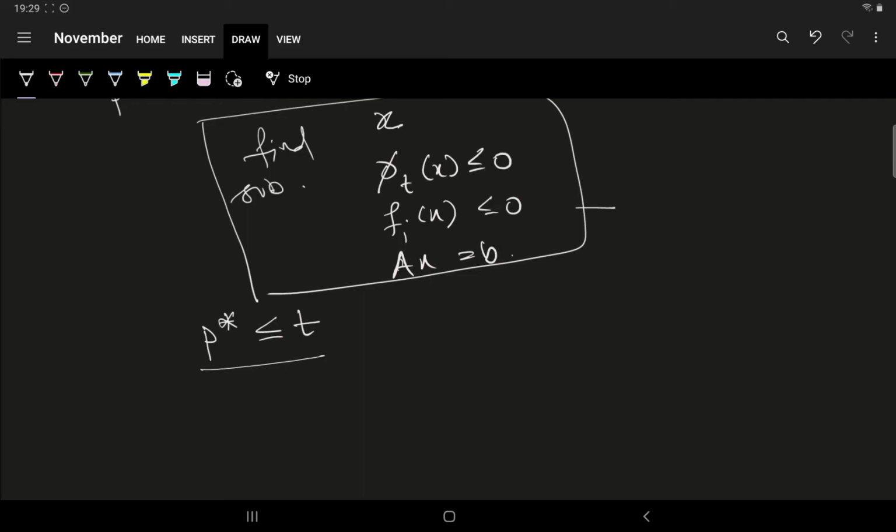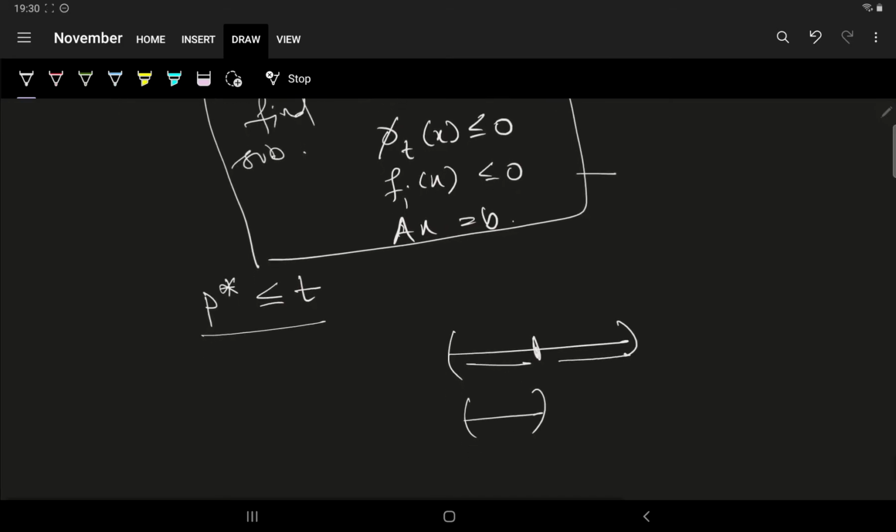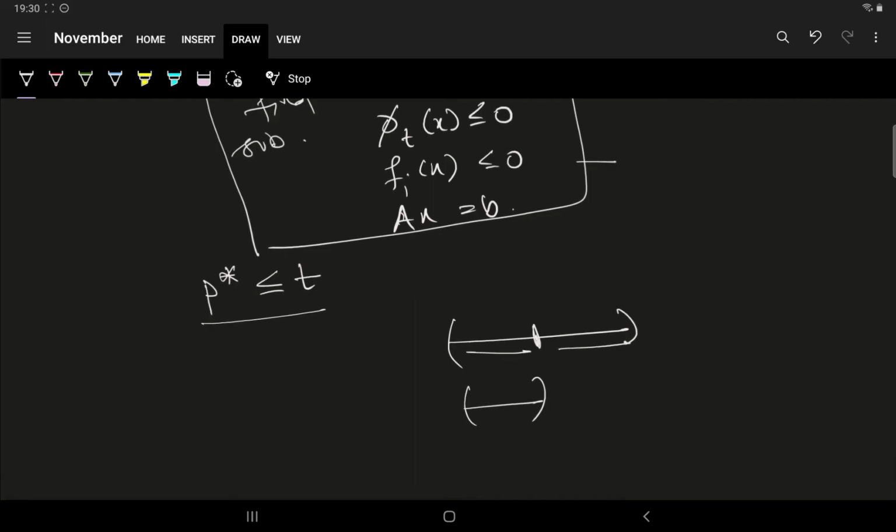So we start with an interval, and in that interval we know that the optimal value p star exists, and we solve for the midpoint of that interval, and we determine whether the optimal value is in the lower half or the upper half of that interval. Then we update the interval and solve for the new interval, and we repeat until the interval is small enough.